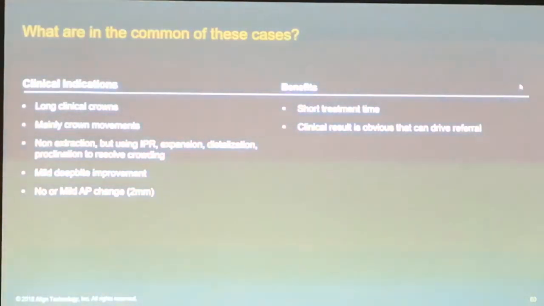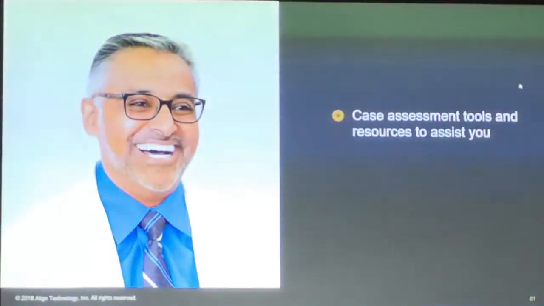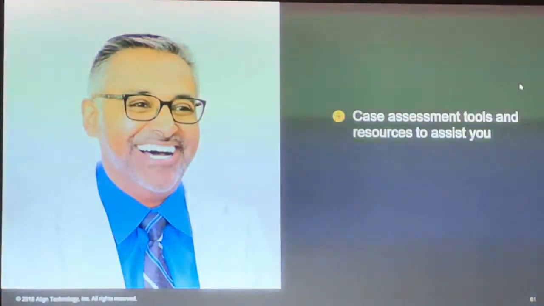Okay, so for a good case to start, the clinical indications are the long clinical crown, and mainly the movement should be focused on the crown movement. And it should be a non-extraction case with a mild improvement and no or mild MP change. This one would be easier for you to start with.